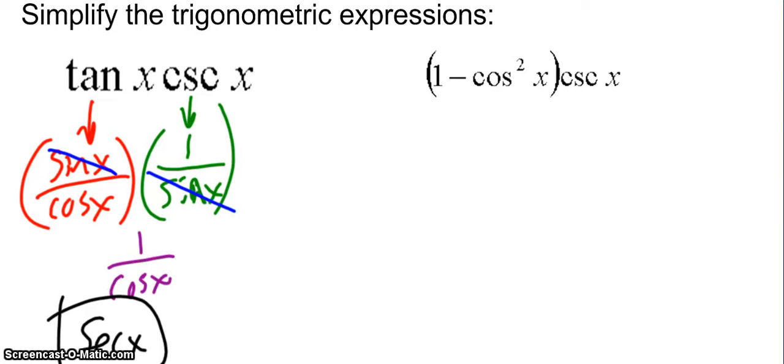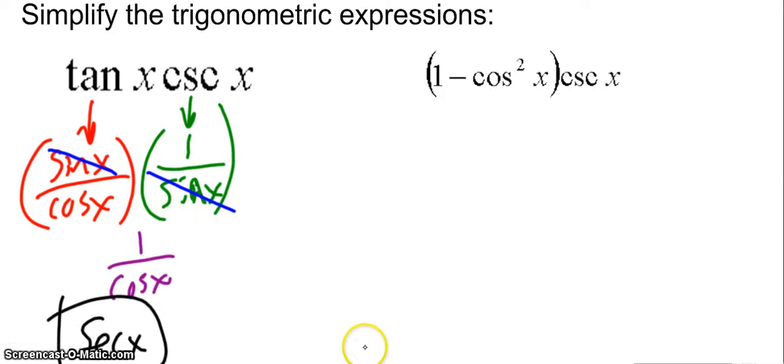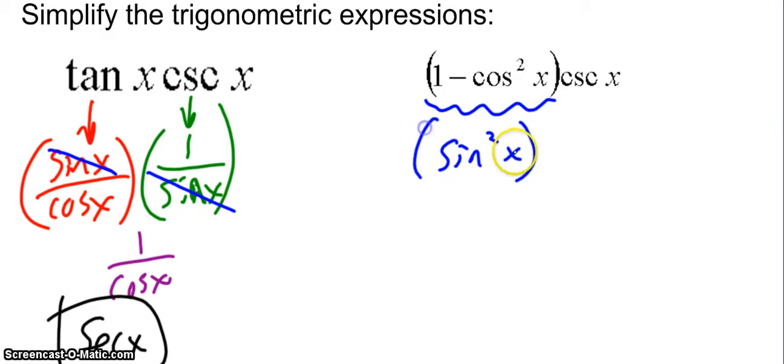Okay, next one. Let's talk about this. So here I have 1 minus cosine squared x, and I have cosecant of x. Again, if I look at my identity sheet, I see, okay, well, I don't see an obvious thing that relates, but what I do notice is that 1 minus cosine squared of x, I know that that is sine squared of x from my Pythagorean identity. And remember, we talked about this when we went over the Pythagorean identity. So I can substitute sine squared of x here, and I have cosecant of x. But wait, sine and cosecant, those relate. Those are reciprocals of each other. So I can change one of these into the reciprocal of the other.